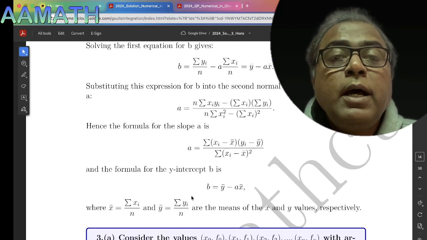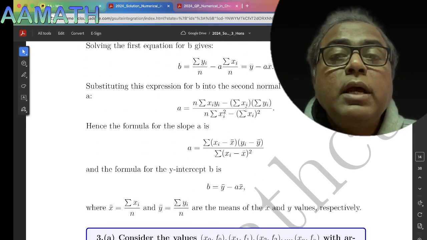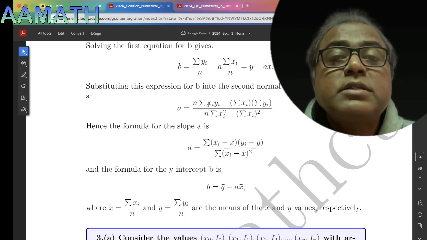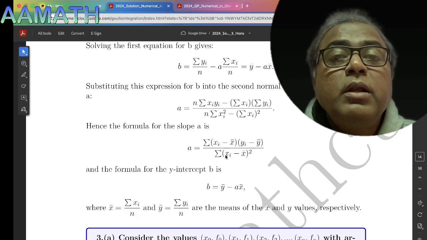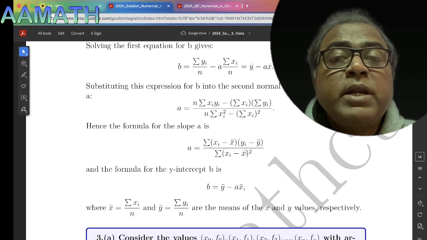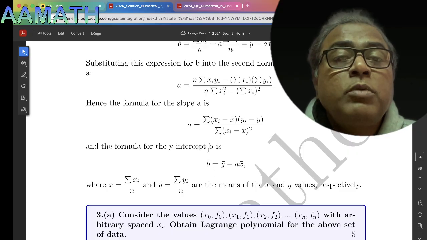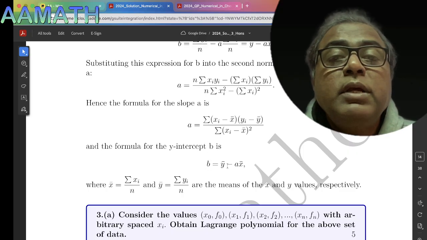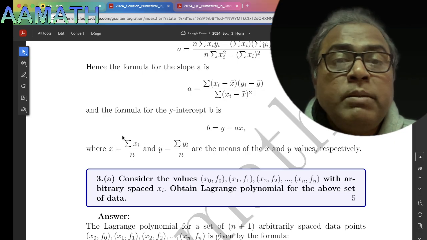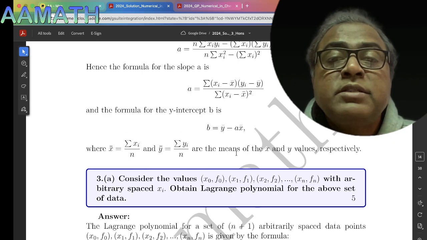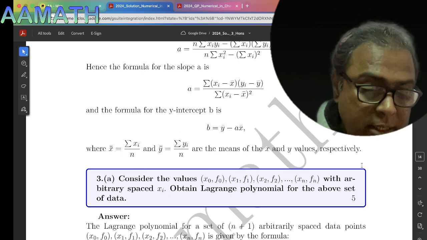We get the value of a equal to this, and the formula of the slope, after simplification, we can write as summation of bracket xi minus x bar into bracket yi minus y bar, divided by summation of xi minus x bar whole square. And the formula for b is b equal to y bar minus a x bar, where x bar and y bar are the arithmetic means of x and y respectively.